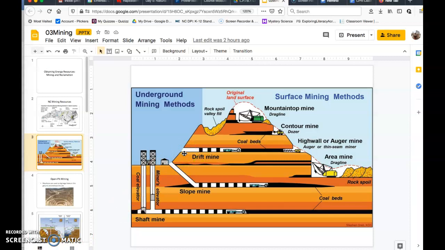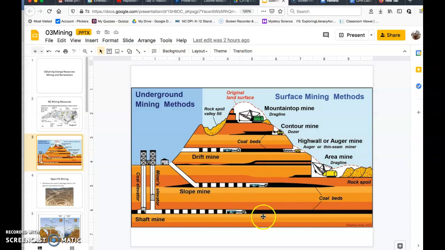The first is called a drift mine, and that's where it's on the surface, you go straight through. A slope mine will take you down a slope, or you move your equipment down a slope, to get to the coal beds. And a shaft mine uses elevators to get the coal from below to the top. Generally, the type of mine depends on how far down the mineral is.